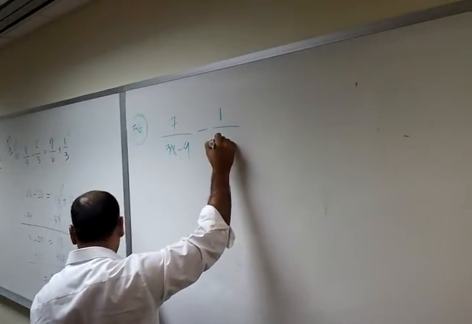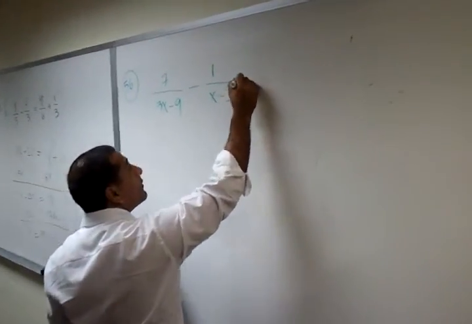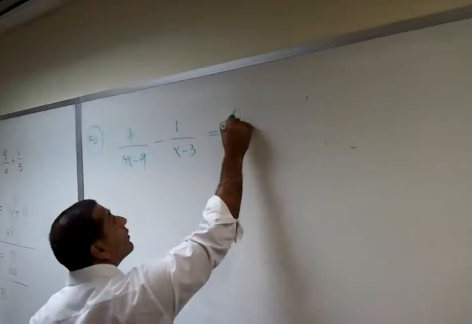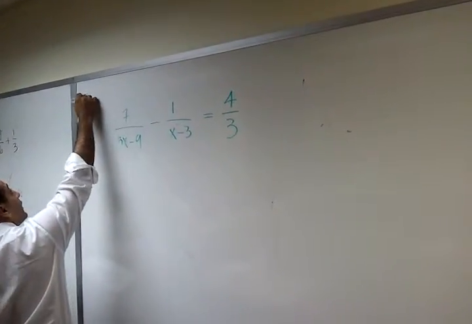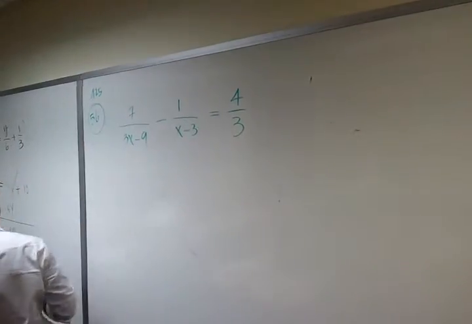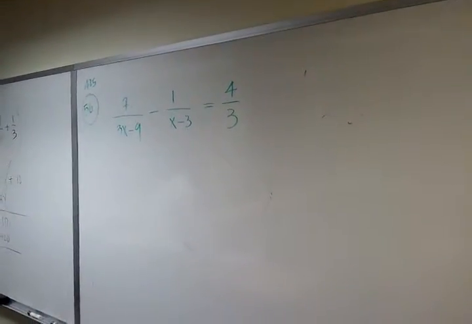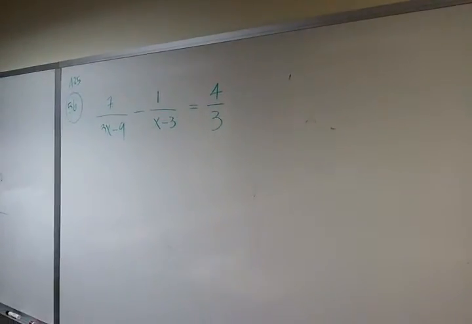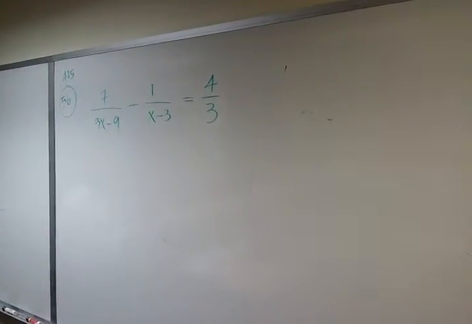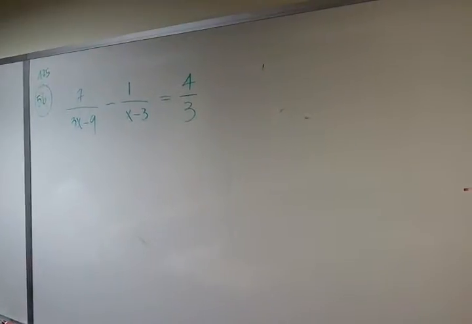1 over x minus 3 equals 4 over 3. What page are we on? This is section 6.6, page 425. So we're doing it the same way we did the last one, exactly the same kind of concept. But here we don't have the numerical values, so we have to come up with the common factors we can multiply across.